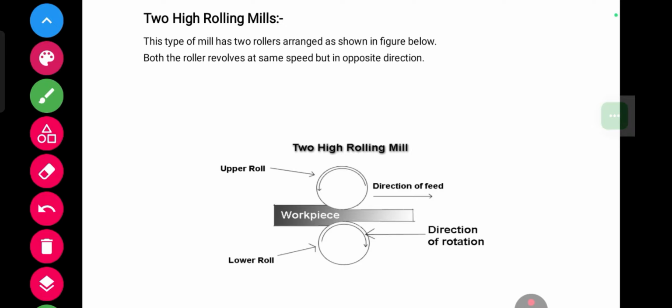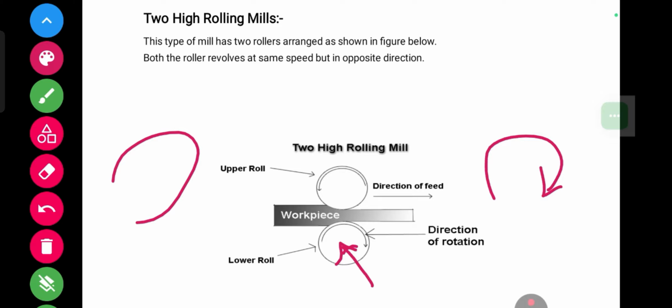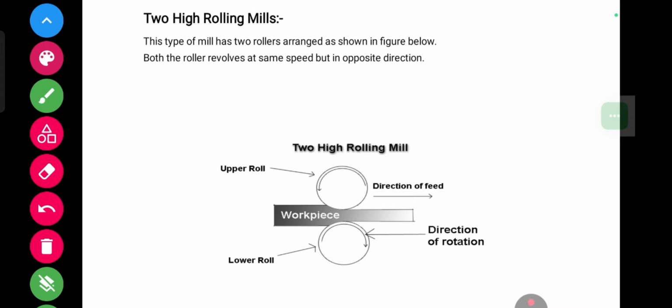Means if one rotates in clockwise direction, then the other will rotate in the opposite direction. You can see here the direction of the rollers using the curved arrow. It is made like this, which means it will rotate in clockwise direction, and this means it will rotate in anti-clockwise direction. The direction of feed is in this direction.